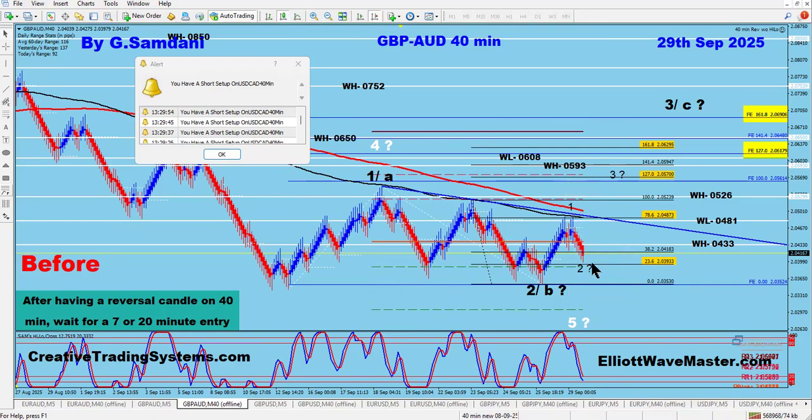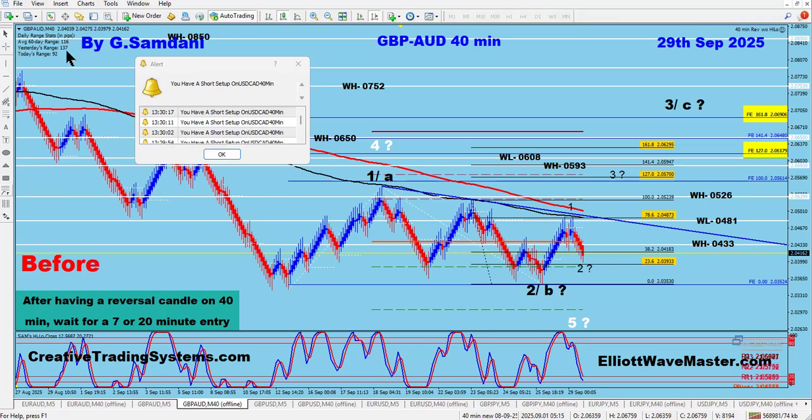Just like here, I'm doing my analysis on a 40 and expecting that this thing is probably going to bounce. And if it does, I need a 7-minute entry. And if I get one, I'll make it and then look for the daily range movement. You see that the average daily range is 116. And yesterday it did a little more than that.